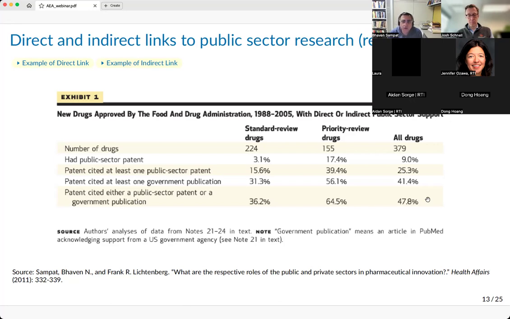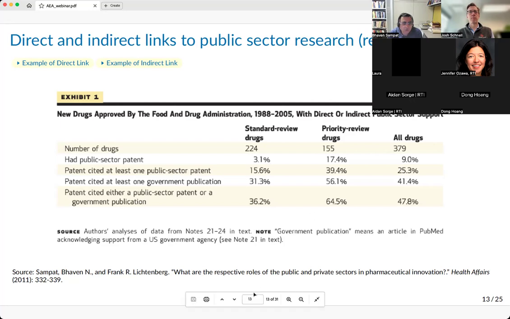So we conclude there that the indirect effects of the NIH on drug development are much greater than the direct effects, which has implications for thinking about things like march-in rights and whatnot. And again, Lisa Willett and I have explored this. I've updated the numbers and explored it further in a very recent paper, which we can point you to.